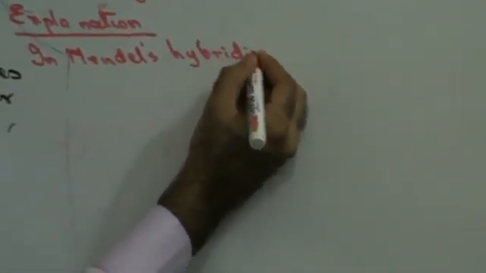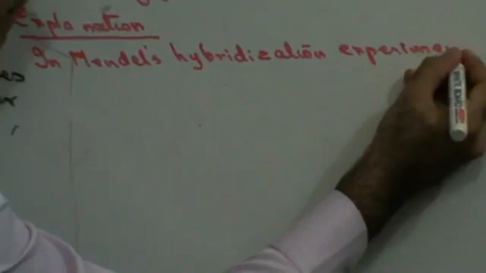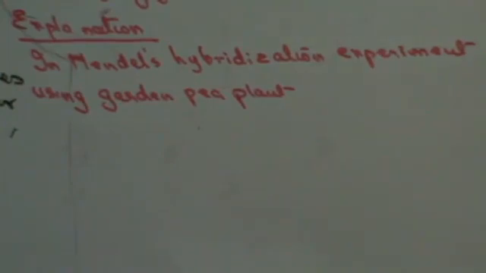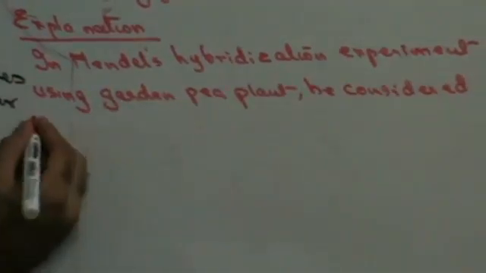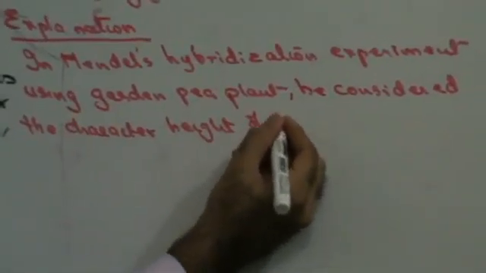Now, in Mendel's hybridization experiment using garden pea plant, he considered the character height of the stem. That was the character that he considered.